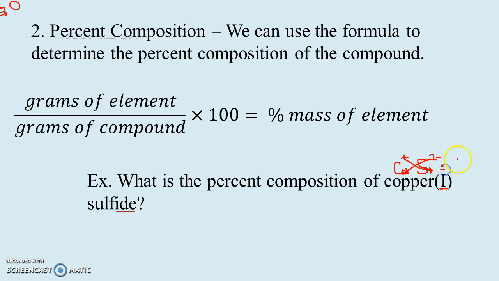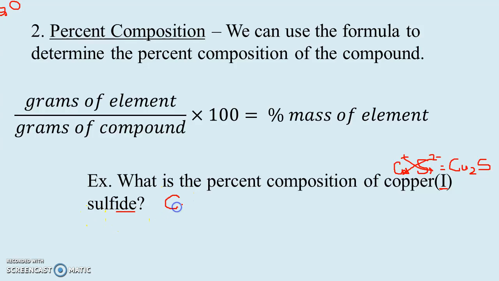Okay, so we're going to do our crisscross, so our formula ends up being copper. The 2 is going to come from sulfur, and so copper 2, Cu2S is our formula. So now with this formula we can figure out percent composition. Here's how we do it. We find the molar mass of each, okay?